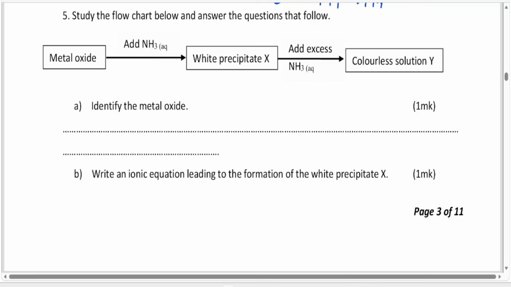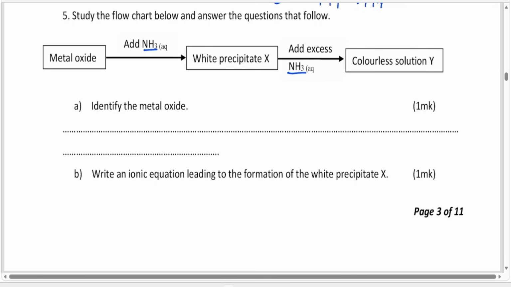Study the flow chart below and answer the questions that follow. We have a metal oxide. To this metal oxide, ammonia was added, and we obtained white precipitate X. Then excess ammonia was added to the white precipitate, and a colorless solution Y was obtained.